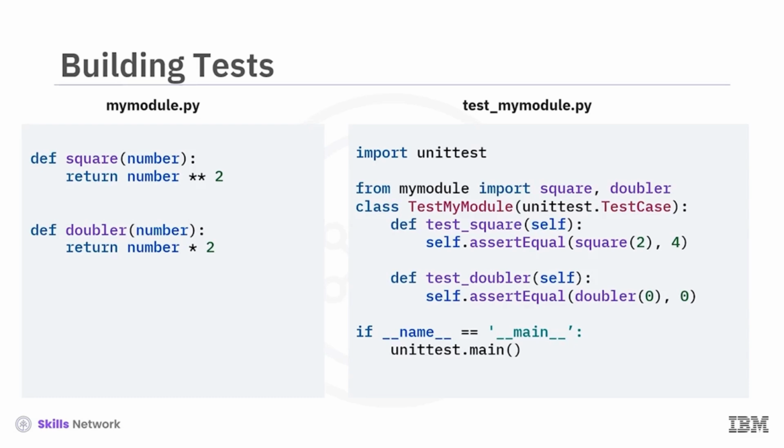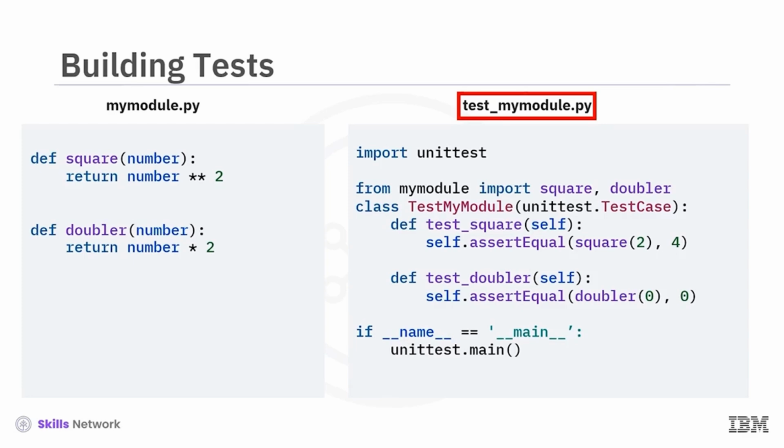Observe that the name of the unit file is mymodule.py. The unit test file has the word test appended or prepended. This is a good naming convention as it helps to clearly differentiate the unit file from the unit test file. Let's look at the steps to create a unit test file.